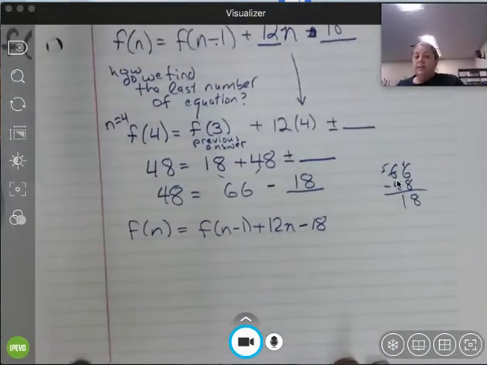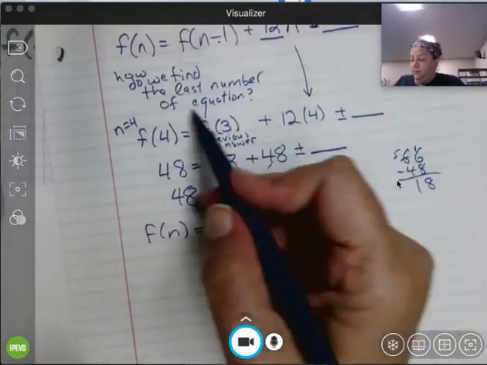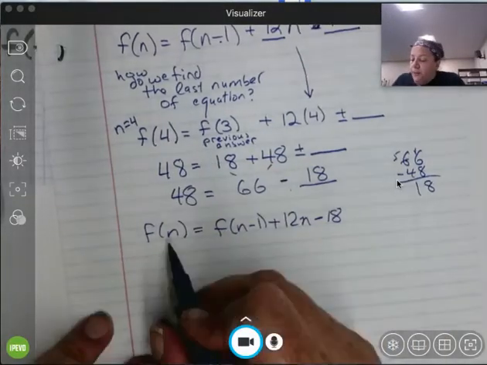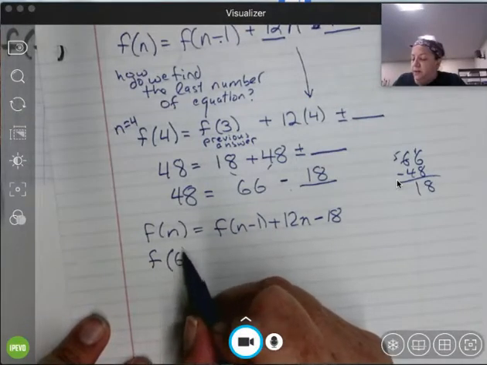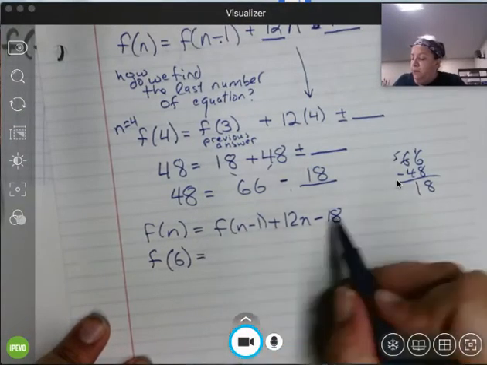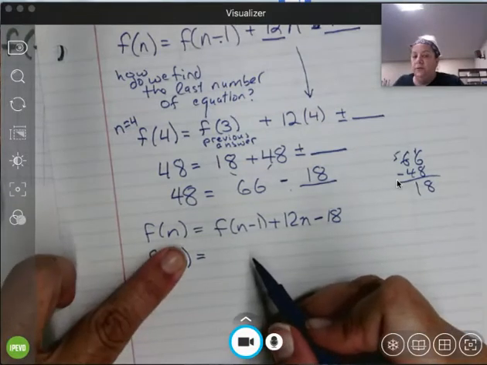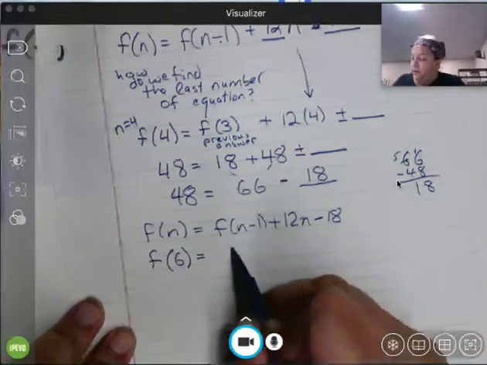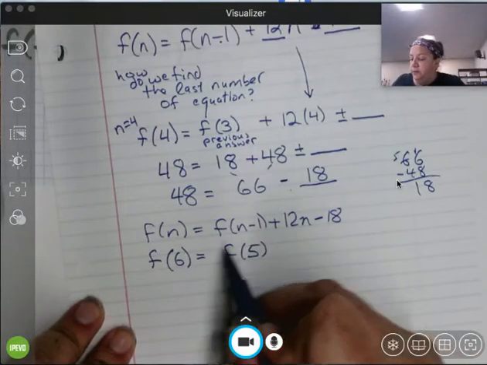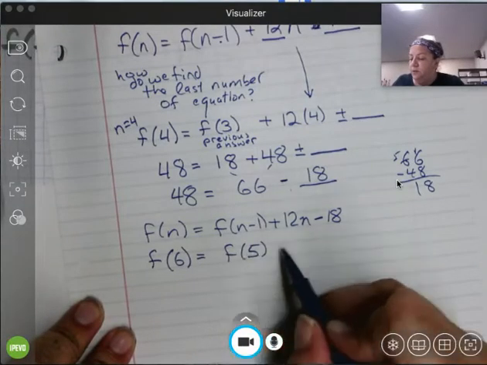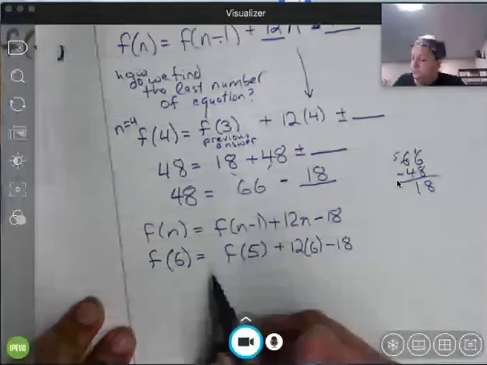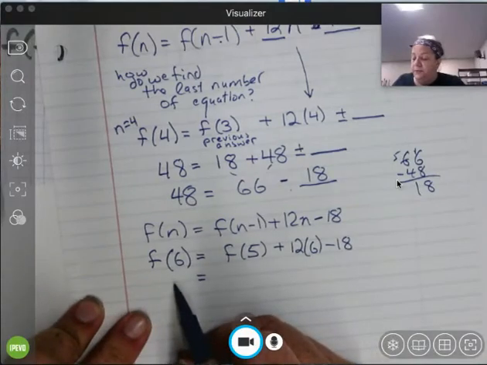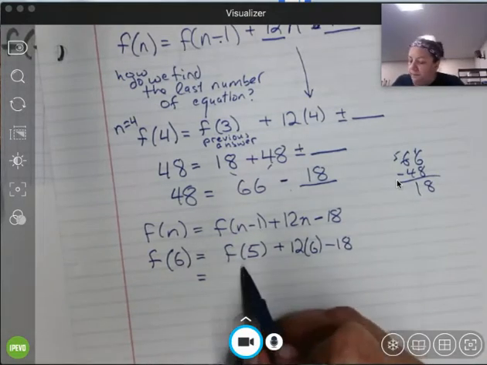Now, I always test it. We used f of 4 just to figure out everything. So let's do f of 6. It's a big number. Let's find f of 6 using our equation. Let's pretend we don't know f of 6. So f of n minus 1, that's f of 5, right? Because 6 minus 1 is 5, and that means the previous answer, plus 12 times 6 minus 18. We're pretending we don't know f of 6. I mean, we do know it, but we're pretending we don't. f of 5, I can look up and say that's 90.